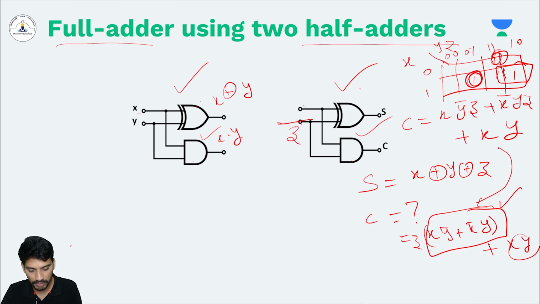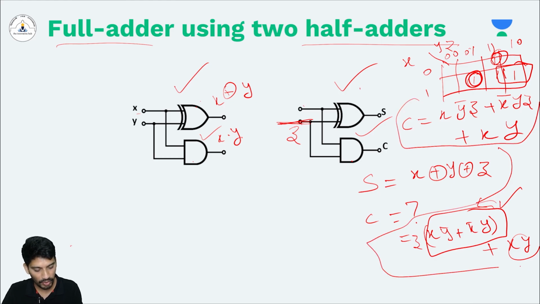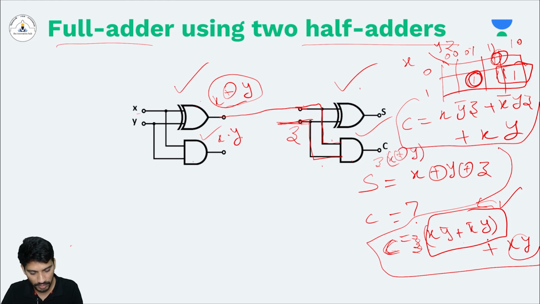Let's see what happens. If I take this as z, I want to achieve this function of C. So C should have z into x XOR y. z is already available. The other input should be the XOR of these two things, so I'll connect this to here. This XOR and z will give me z into (x XOR y).